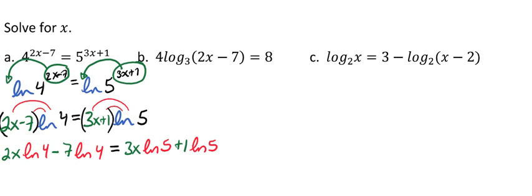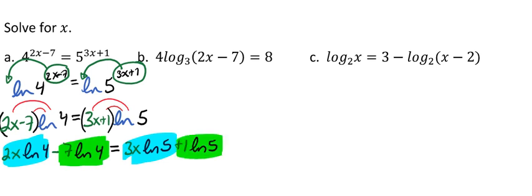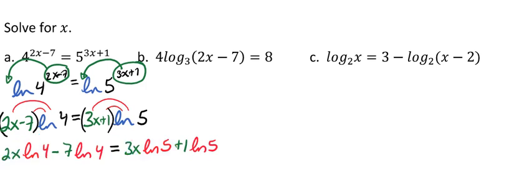From here, I want to make sure that my x's are on the same side and that my non-x's are on the same side. In order to do that, I am going to move over my 3x times the natural log of 5, which will make it subtracting, and I'm going to move over my negative 7 times the natural log of 4 by adding. You're going to see that in this next step.